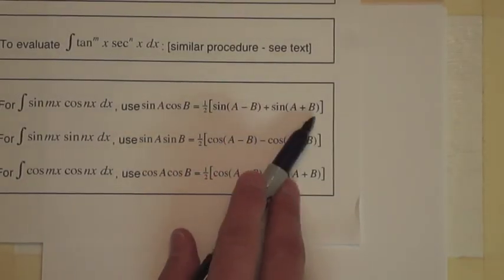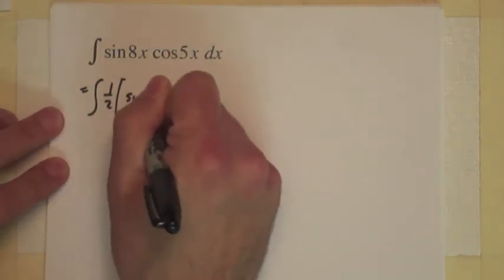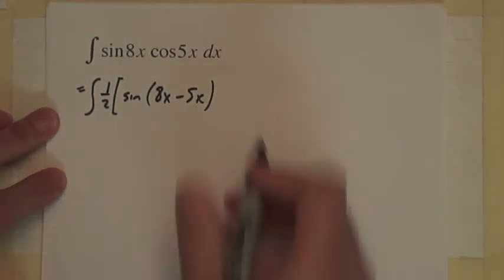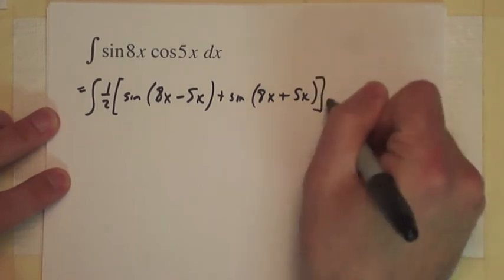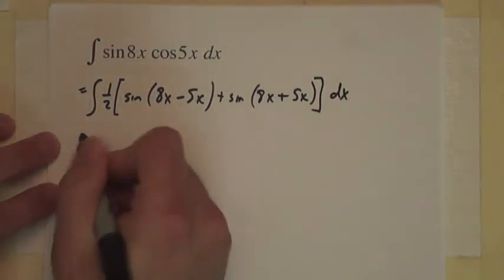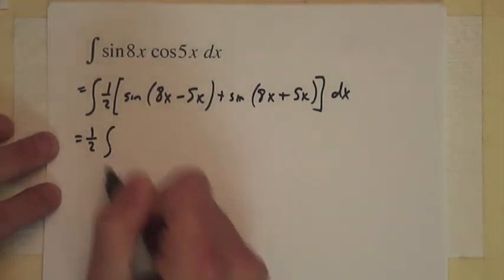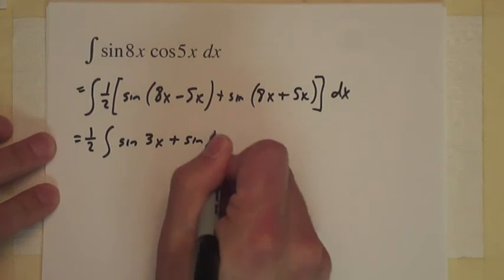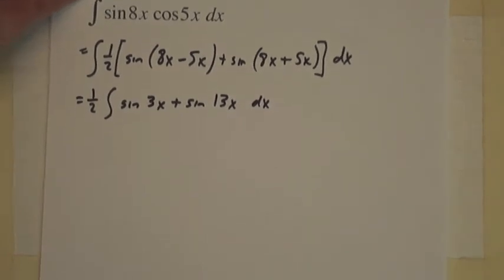And it's going to be half, sine of a minus b plus sine of a plus b. So let's do this. That's a half sine of a minus b, 8x minus 5x, plus sine of a plus b, 8x plus 5x. And let's see what happens here. If we pull out the half, we get a half integral sine 3x plus sine 13x dx. Now this is much easier to do.